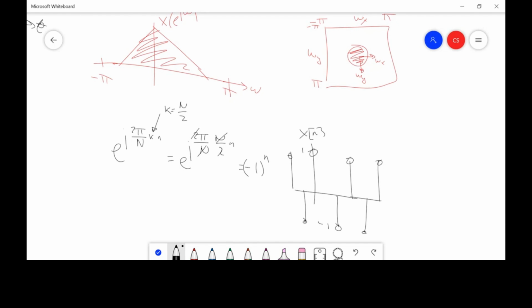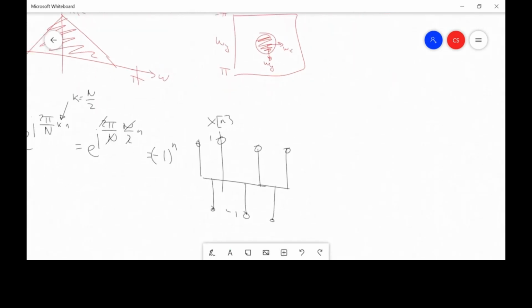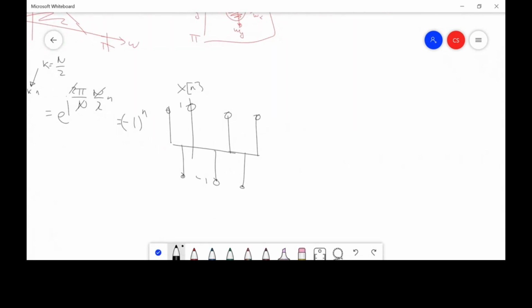So all other sinusoids, let's think of any other sinusoid. Let's say this one. You would have samples, and they smoothly go from 1 to minus 1. To go from 1 to minus 1, it takes a few samples. But here, to go from 1 to minus 1, it takes 0 samples. In just one step, we are there.